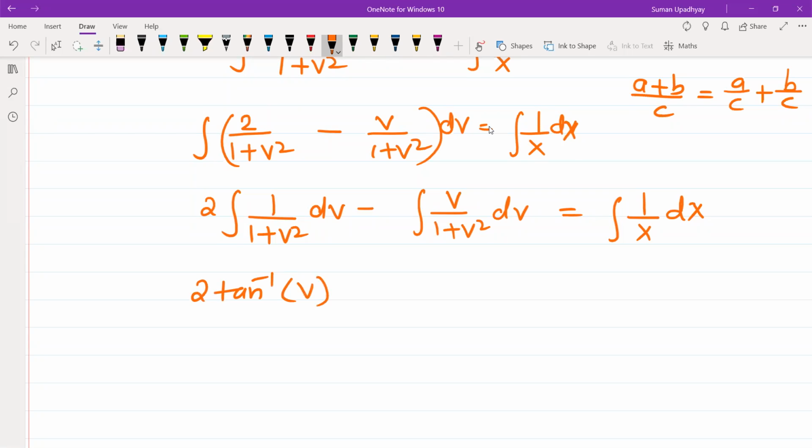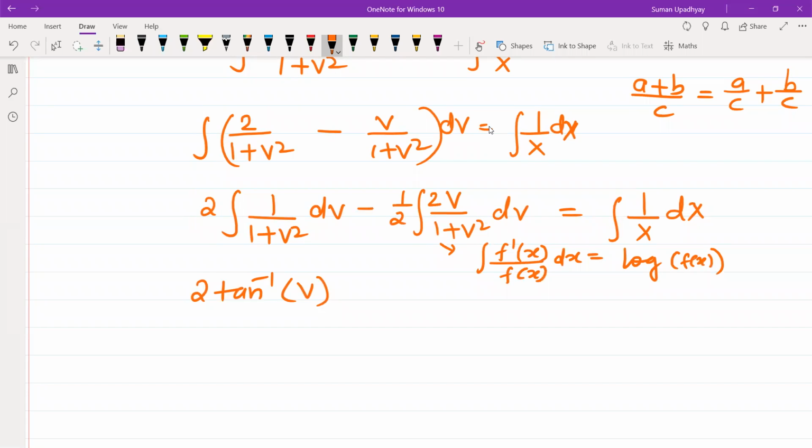Correct. What about this? What you can observe in the second integration, if I take the derivative of 1 plus v square, 1's derivative is 0 and v square derivative is 2v. Is it present in numerator? 0 plus 2v. v is present. The only thing missing is 2. So I'm going to multiply and divide with 2. So it is in the form of integration of f dash of x upon f of x. And what is the answer of such a type of integration? It is log of f of x.